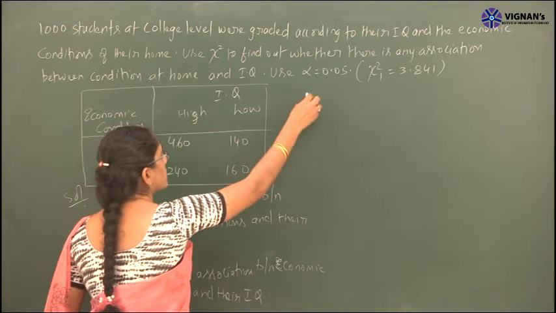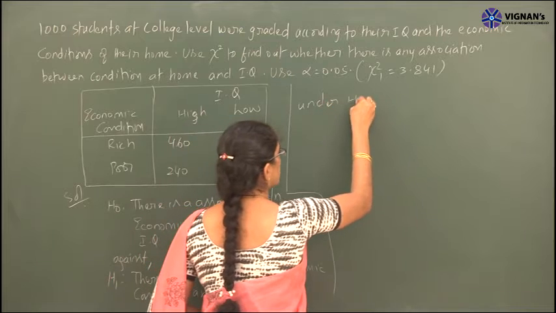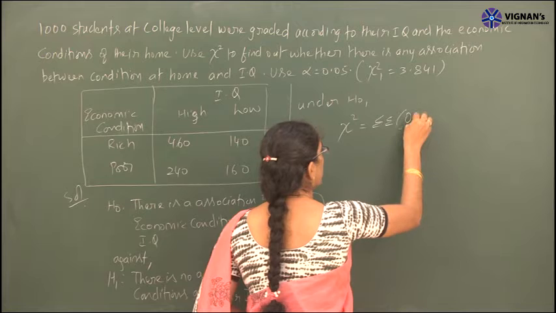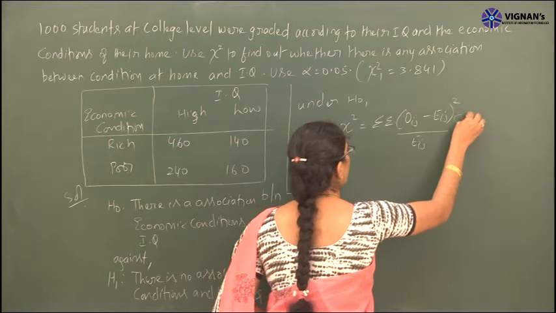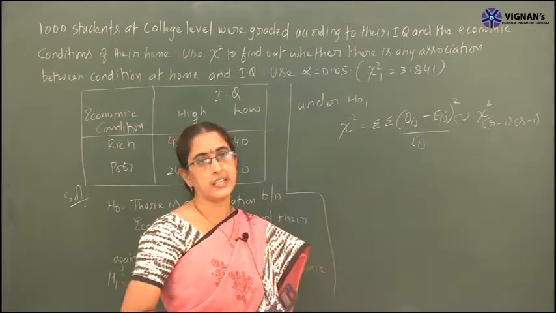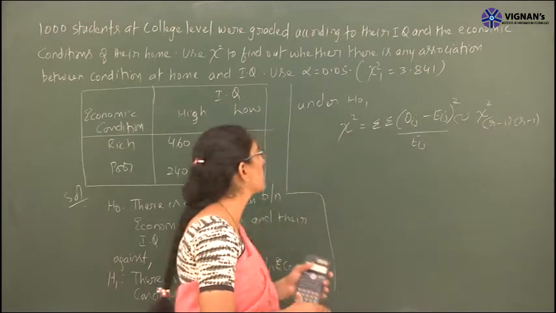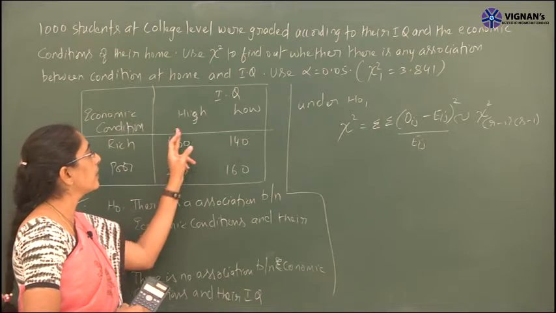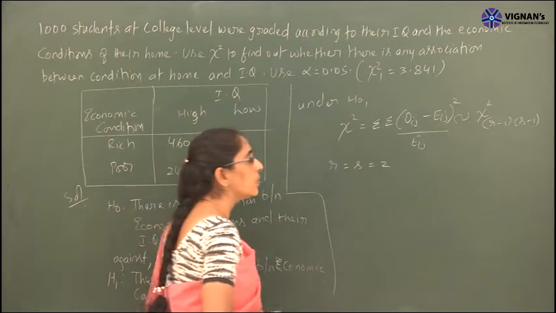Now under H0, the test statistic is chi-square equal to double summation of (Oij minus Eij) whole square by Eij, which follows a chi-square distribution with (r minus 1) into (s minus 1) degrees of freedom. Here r represents the number of rows and s represents the number of columns. As per our problem, there are 2 rows and 2 columns, so r equal to s equal to 2.